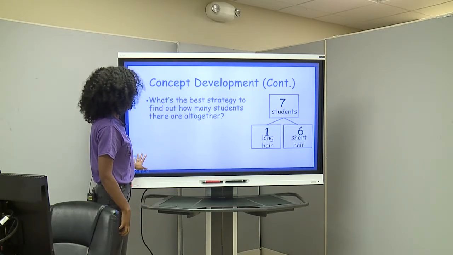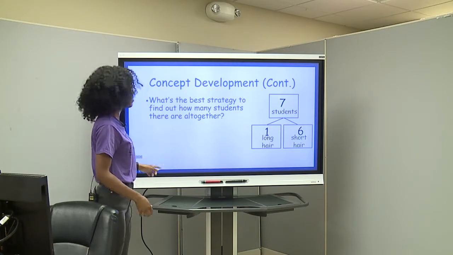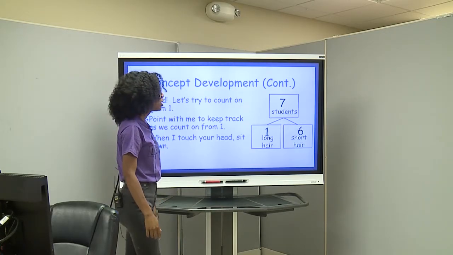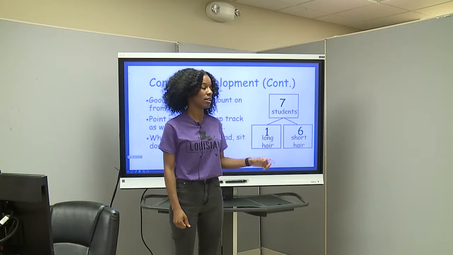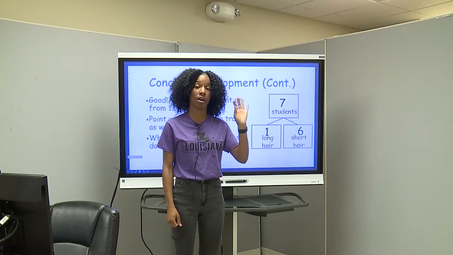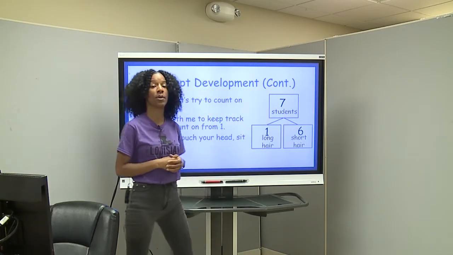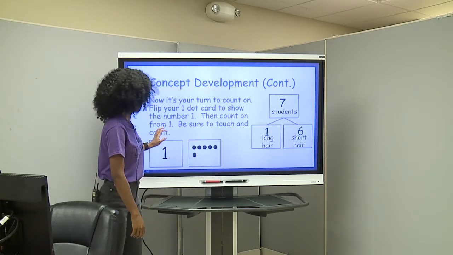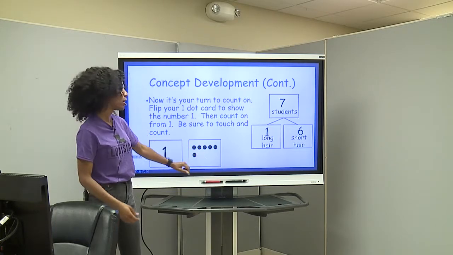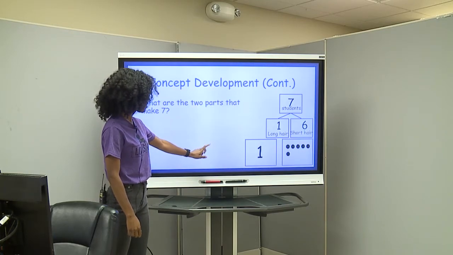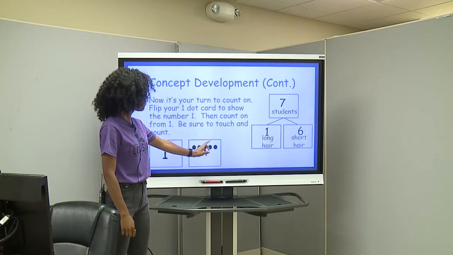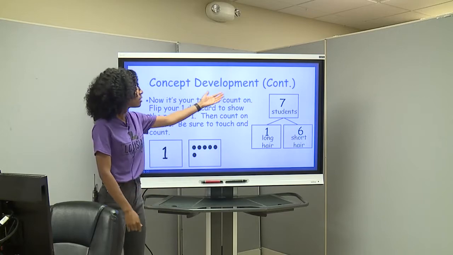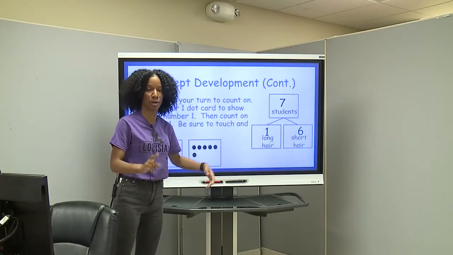Good job. Now, what's the best strategy to find out how many students there are all together? The best strategy would be to count on from 1. So if we start at 1 and we count on 6, that's 1, 2, 3, 4, 5, 6, 7. So we have a total number of 7 students. Okay? Now, if we have our dot cards, we're going to have 1 here, and this actually helps us count on. So we have 1, 2, 3, 4, 5, 6, and 7. So we have a total of 7 students, 1 with long hair and the other 6 with short hair.